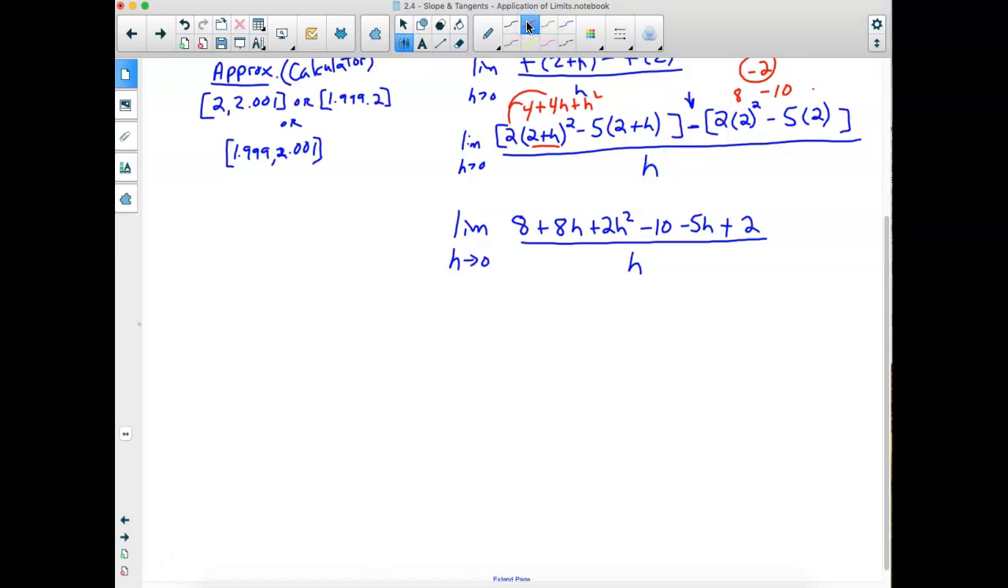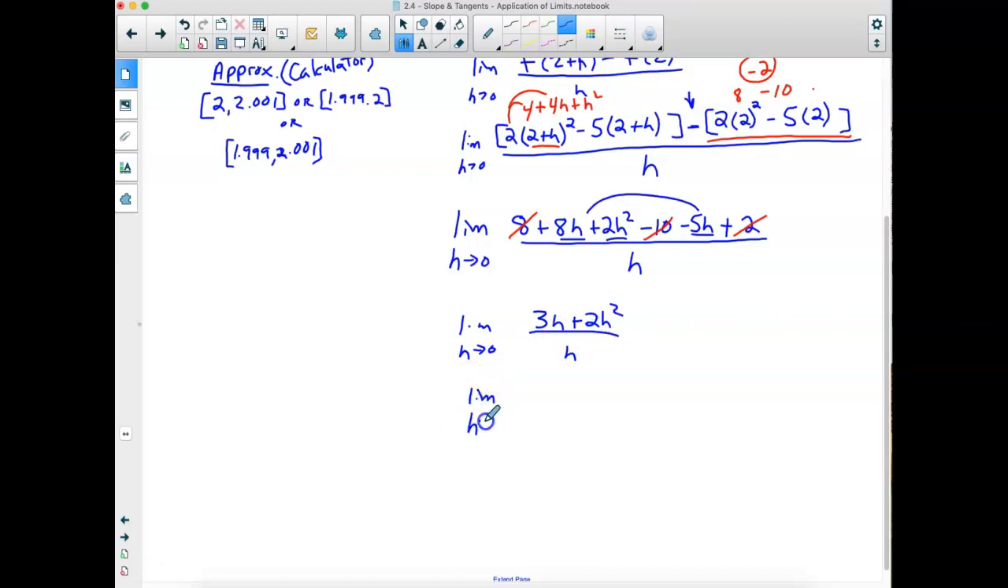So from here, remember, all of this stuff is going to cancel out. So I know I got 8 plus 2 is 10, minus 10 is 0, and I should only be having terms with h's left up there. So that's going to give me my limit as h approaches 0, and I can put these two together for like terms and say 3h plus 2h squared over h.